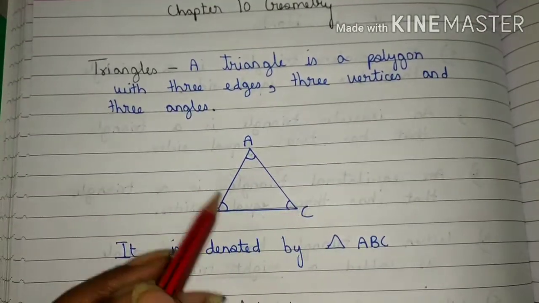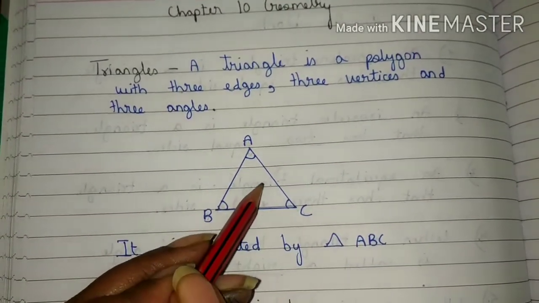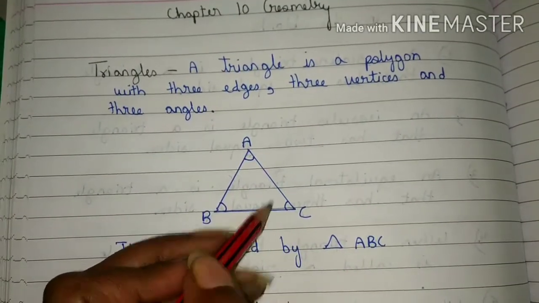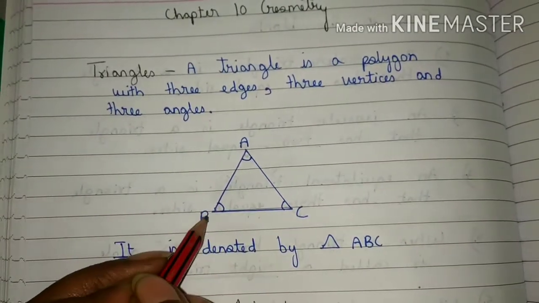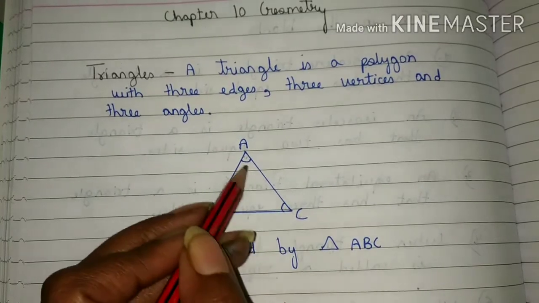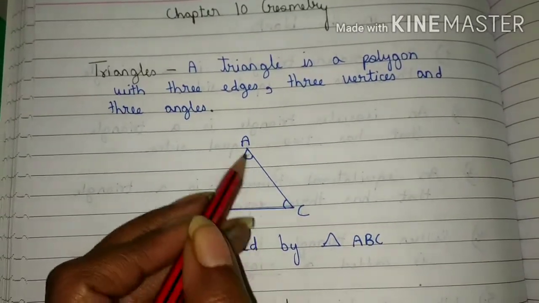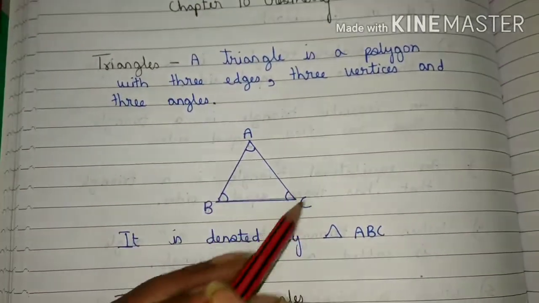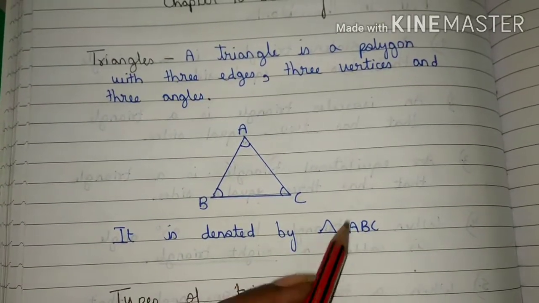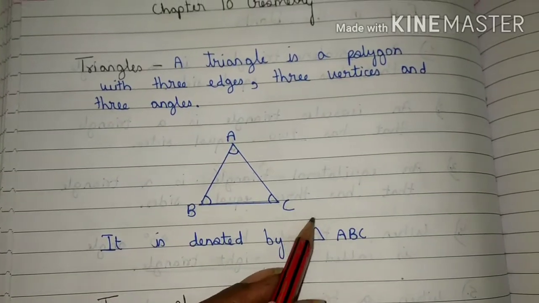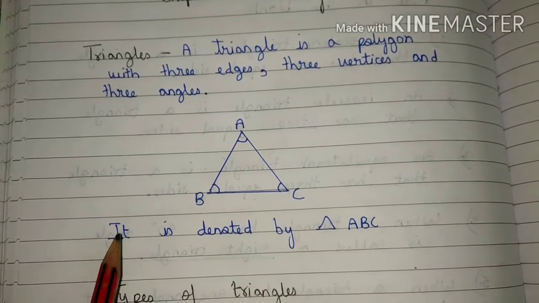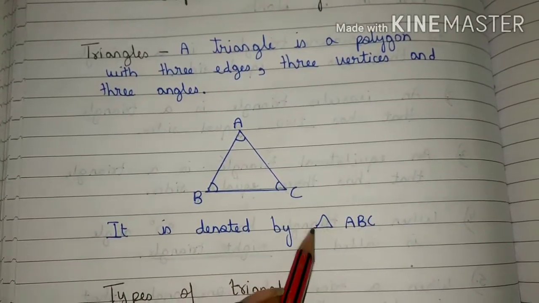Students, look at this figure. This is a triangle. It has 3 sides, 1, 2, 3. It has 3 vertices A, B, C and it has 3 angles. See? It has 3 angles. So, this is a triangle. It is denoted by triangle ABC. Students, this symbol is used to represent triangle. So, triangle is denoted by triangle ABC.